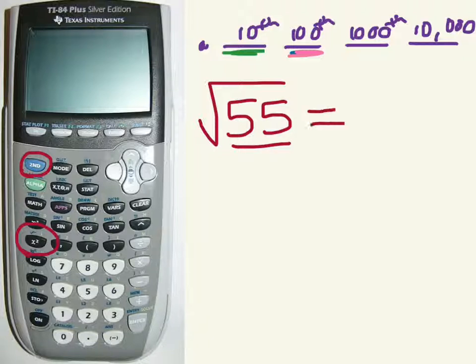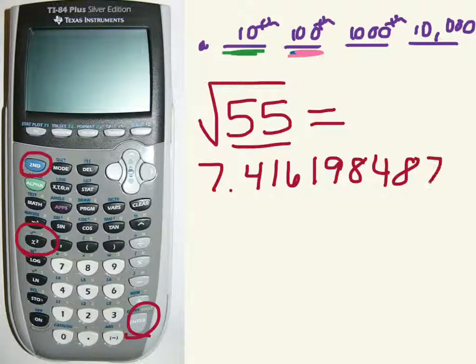And when I hit enter, it's going to equal 7.4161984887, and it'll go on and on. Now I'm going to need to approximate this to the hundredths place, because that's what my problem said. So I'm going to first find the hundredths place. I'm going to re-show you my place value like this. You can put lines under the numbers, put a 1 under the decimal, and put zeros out until you make 100. There it is. So my hundredths place is right here, the 1.